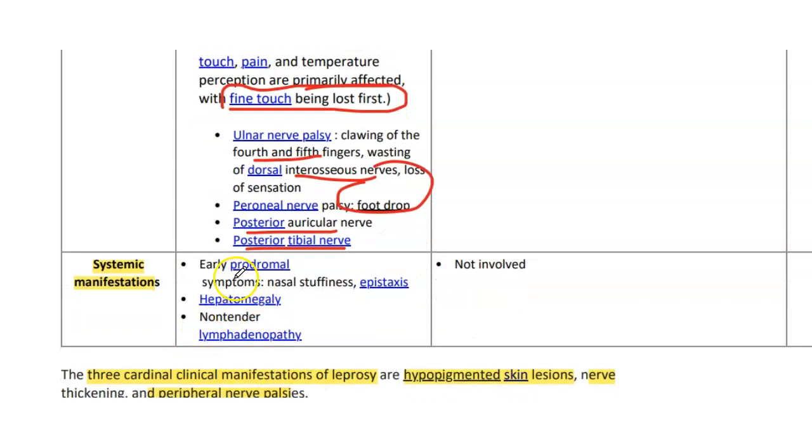Systemic manifestations: there will be early prodromal symptoms like nasal stuffiness, epistaxis, hepatomegaly, and non-tender lymphadenopathy. These are all findings in lepromatous leprosy, while in tuberculoid leprosy, systemic manifestations are usually not present.